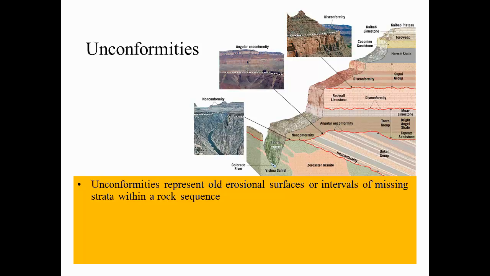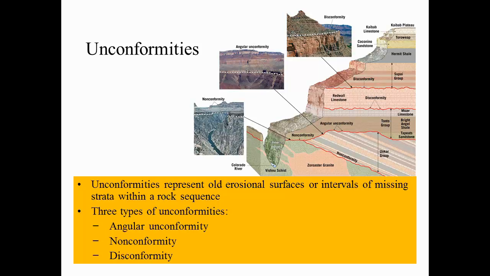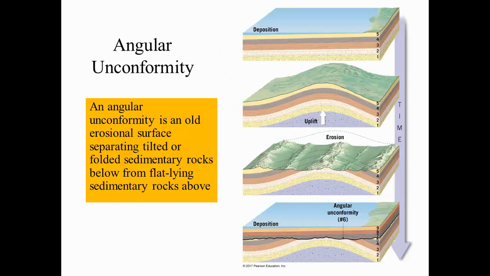Now let's move on to unconformities. Unconformities represent old erosional surfaces or intervals of missing strata within a rock sequence. And there are three different types of unconformities: angular unconformity, a nonconformity, and finally a disconformity. So let's first of all look at an angular unconformity, which is an old erosional surface separating tilted or folded sedimentary rocks below from flat-lying sedimentary rocks above.